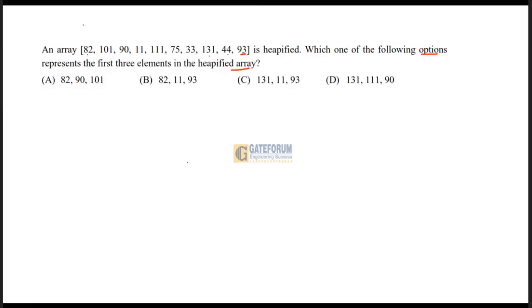Based on the order, we need to start from the initial indexing, so it is the 0th index. I will put this particular element at the root node, that is 82. Thereafter the next element, 101, will be there. So 101, and thereafter 90 is there, so I will put 90 on the right side.